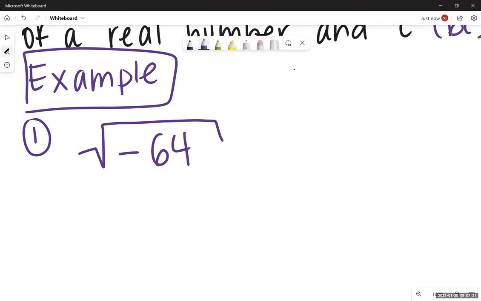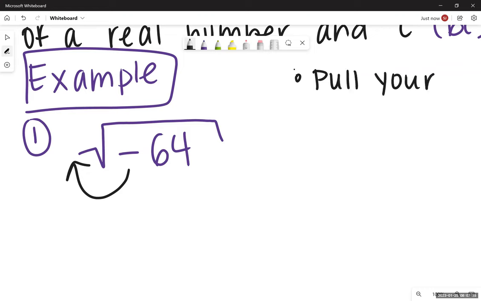I noticed there's a square root. I noticed there is the negative under the square root. What we've learned is if you see that, we're going to actually pull the I out. Okay, pull it out. That occurs because we have the negative underneath the square root. That's step one. Always step one. You see that negative? You don't even have to do the arrow, y'all, but lose your negative and turn it into an I. Okay, that's step one.